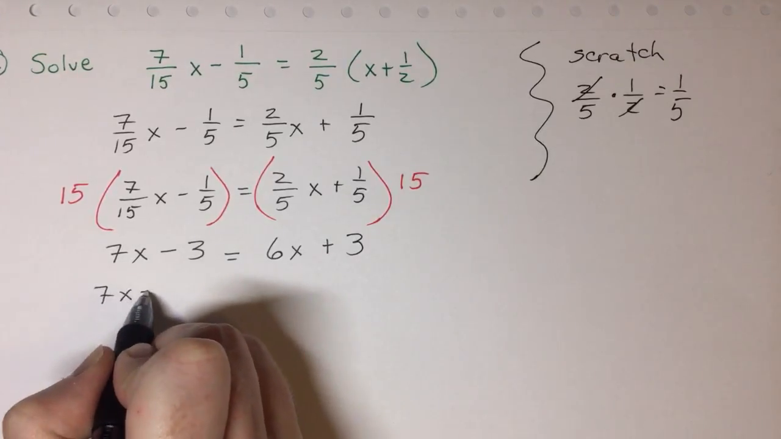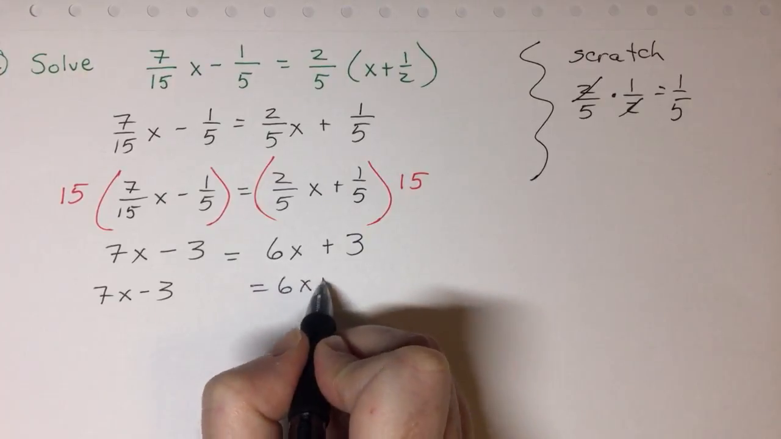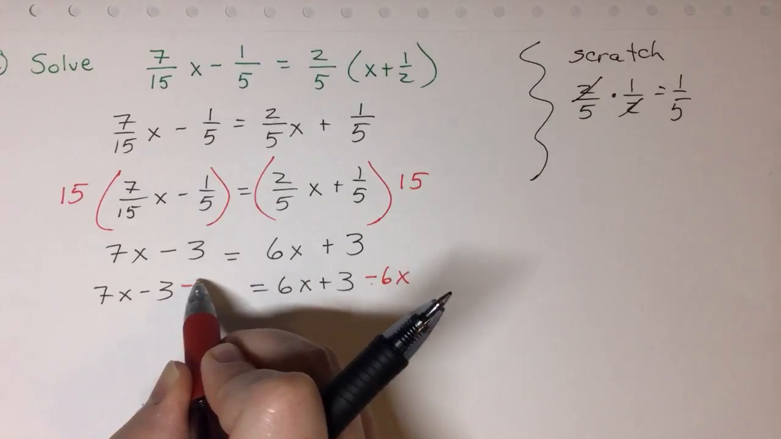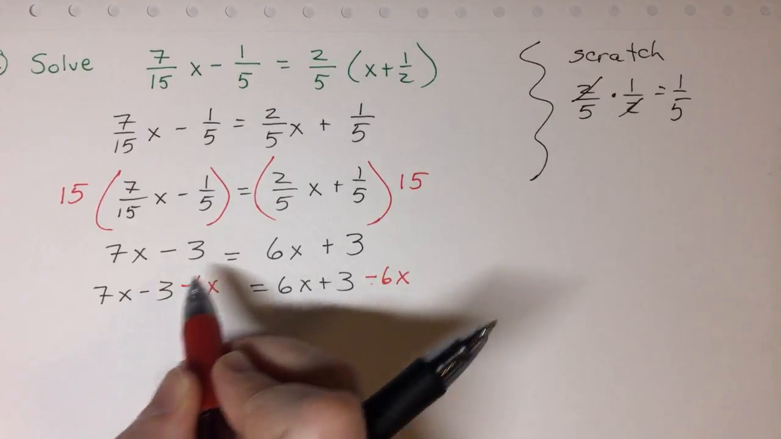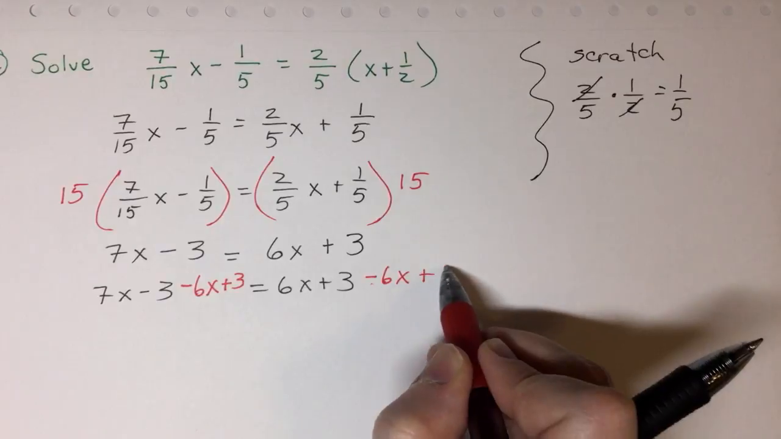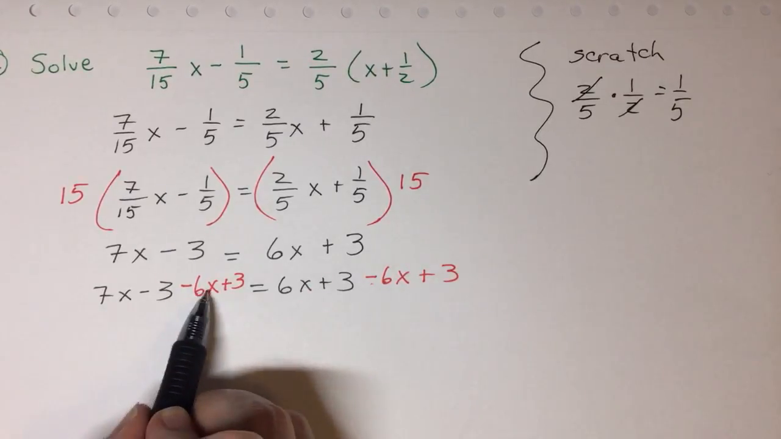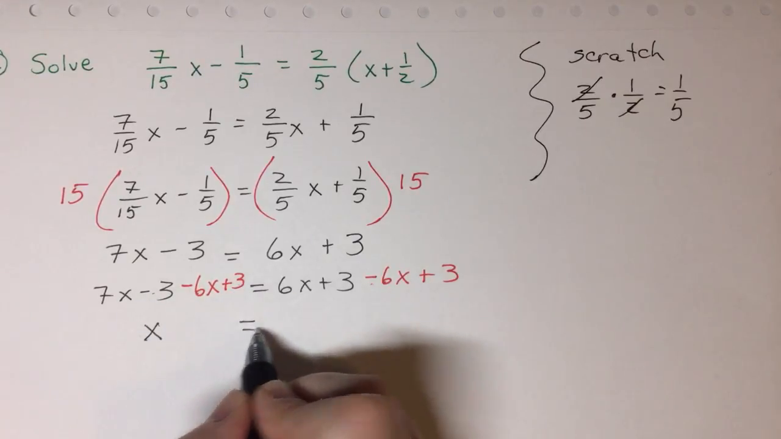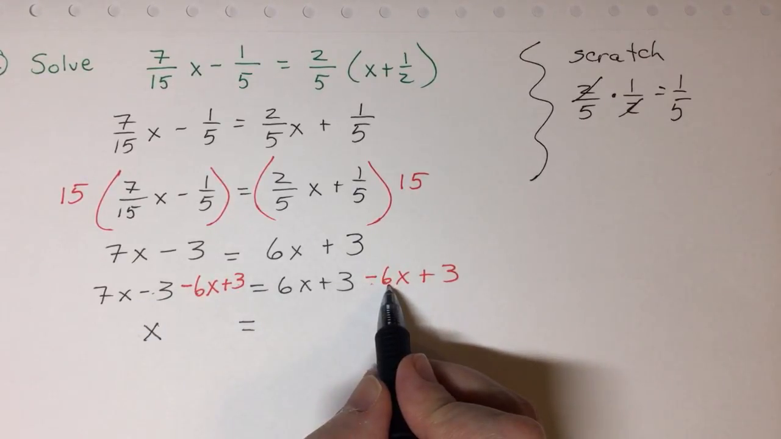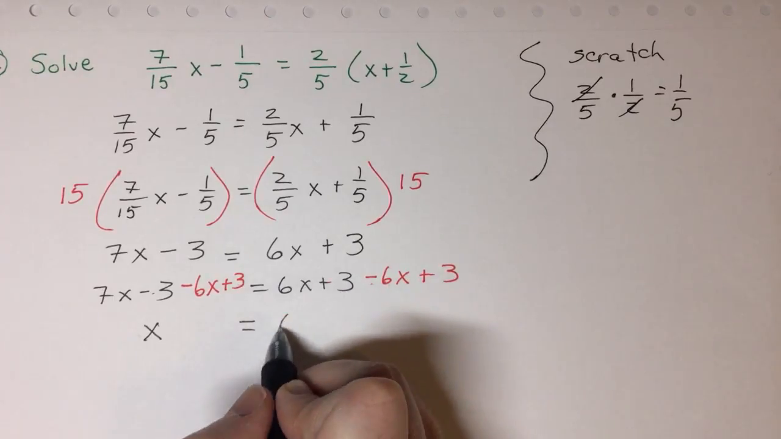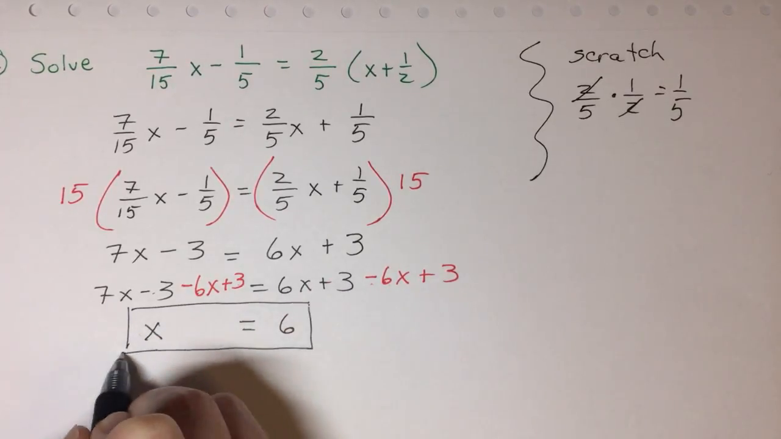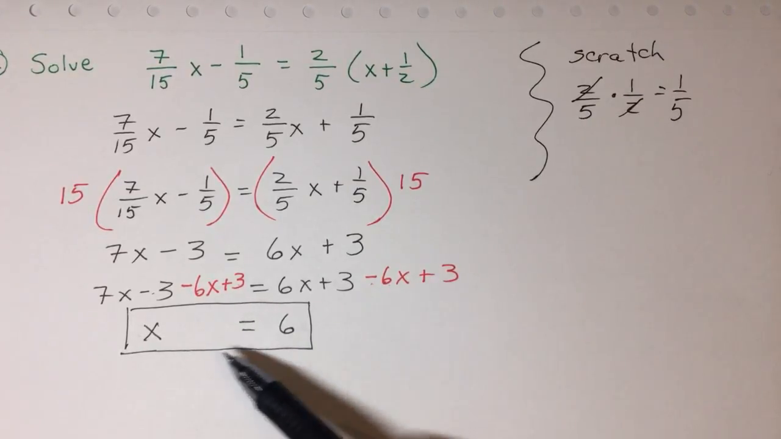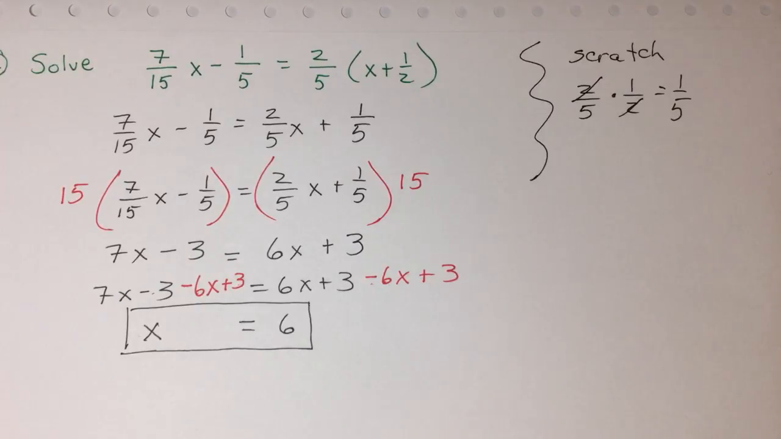So I want variables on one side, constants on the other. To move the 6x, I'll subtract 6x. To move the negative 3, I'll add 3. 7x minus 6x is 1x. Minus 3 plus 3 is 0. 6x minus 6x is 0. 3 plus 3 is 6. And by doing those two steps at the same time, addition, subtraction only, I'm able to solve this significantly quicker.